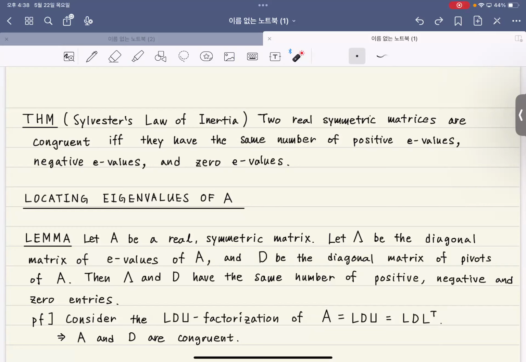What about this? This real and symmetric matrix, which is 2 by 2, has eigenvalues +1 and -1, and this one has +1 and 0. Are they congruent? No, because this one has 1 positive eigenvalue and 1 negative eigenvalue, but this one has 1 positive eigenvalue, 1 zero eigenvalue and 0 negative eigenvalues. So all you need to do is count the number of positive, negative and zero eigenvalues. If these three numbers all agree, then you know that they are congruent.